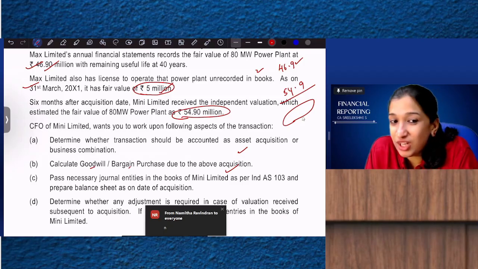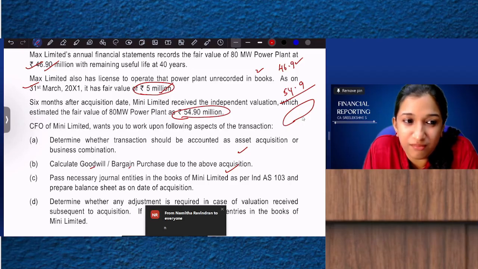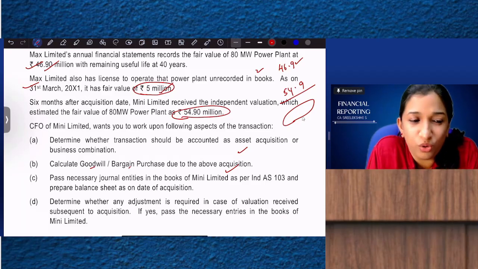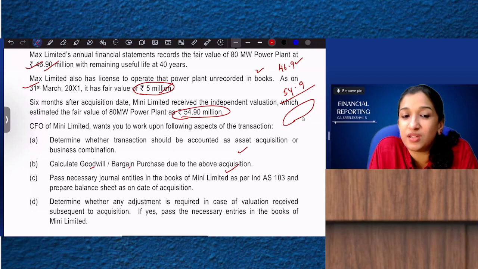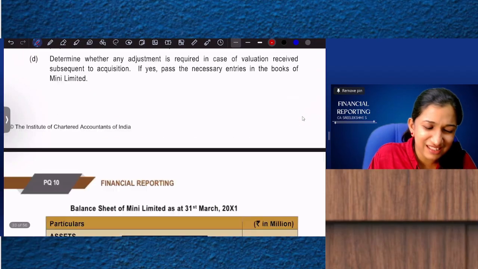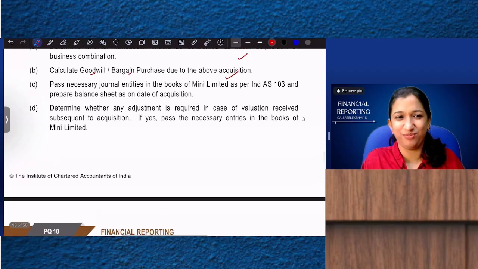Then, pass necessary journal entries in the books of Mini Limited. That journal entry: assets debit, liabilities, and if there is a liability given, that will be credited, to purchase consideration, gain or loss. Determine whether any adjustment is required in case of valuation received subsequent to acquisition. If yes, pass necessary entries in the books of Mini Limited. So guys, what do you think? This is an easy question, really.